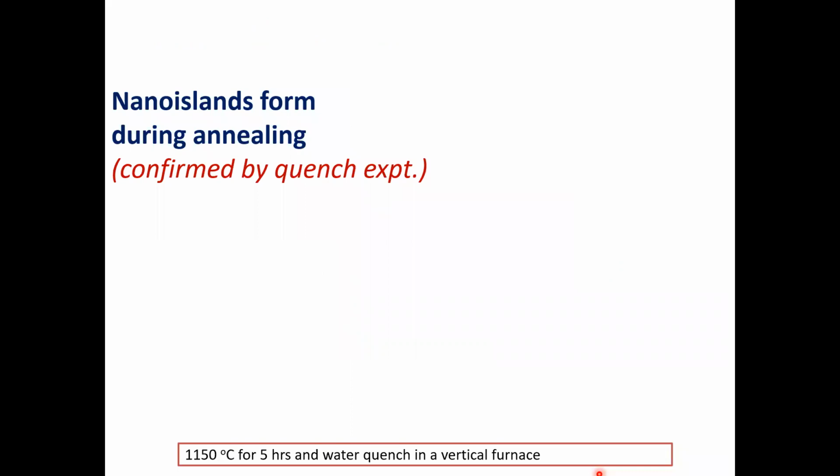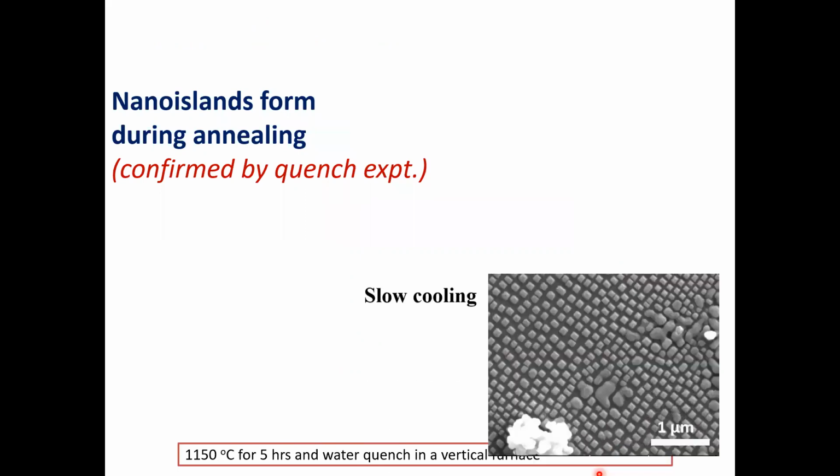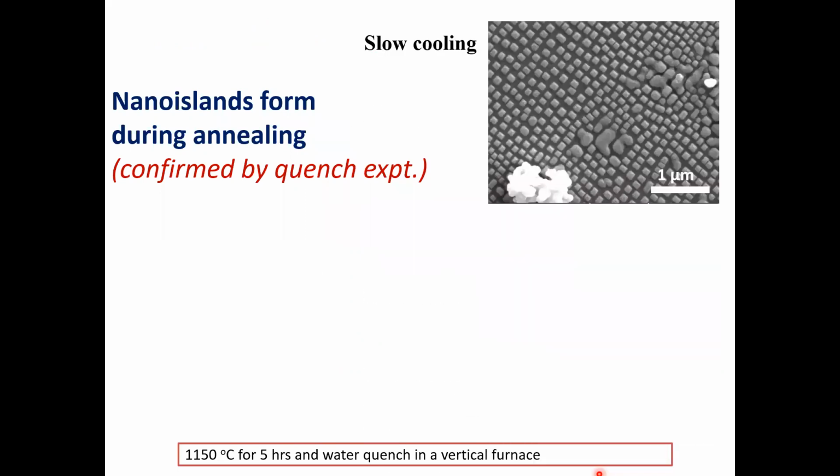Another question that we wanted to address is whether the nano-islands form during annealing at high temperature, 1150, or are nucleated during cooling. To illustrate that, we found out it's actually happening during the high temperature heat treatment. So this is again the slow cooling. You can see remnant particles and nano-islands by just slow cooling.